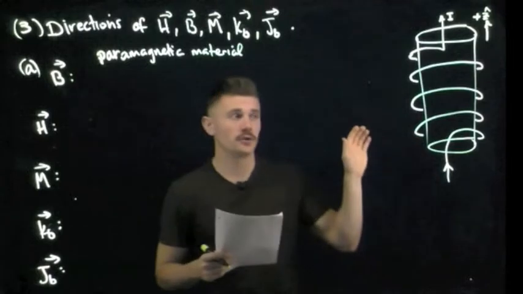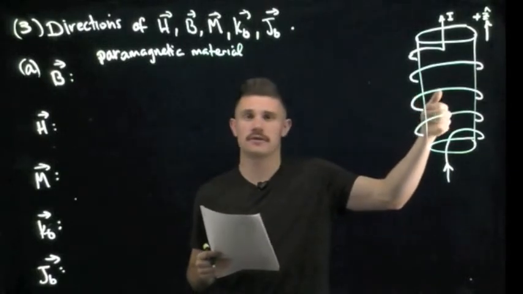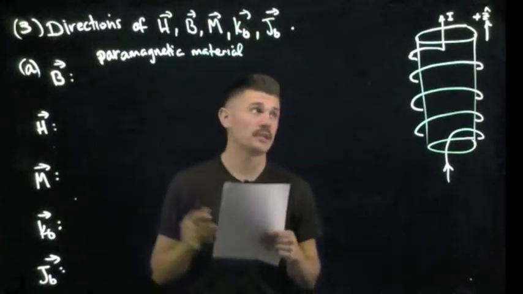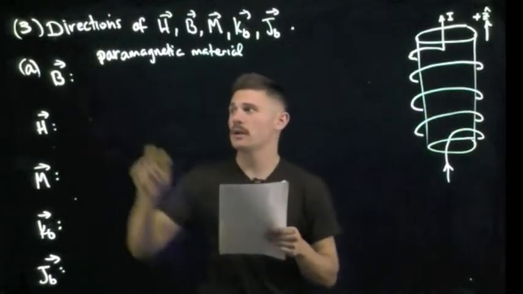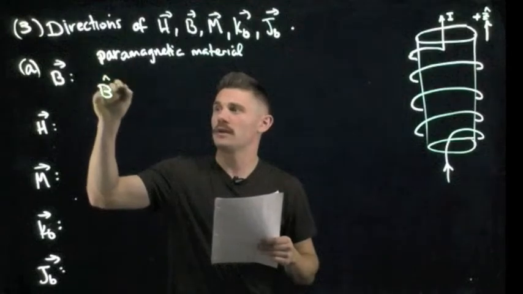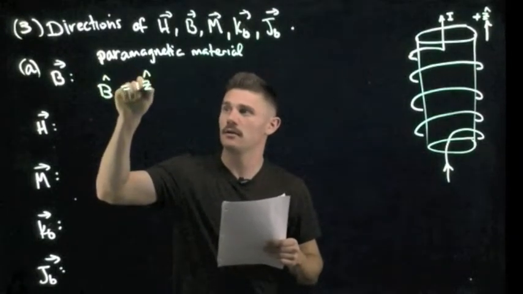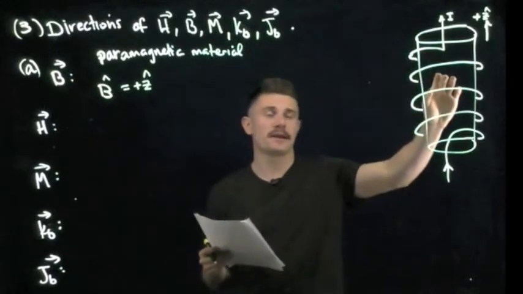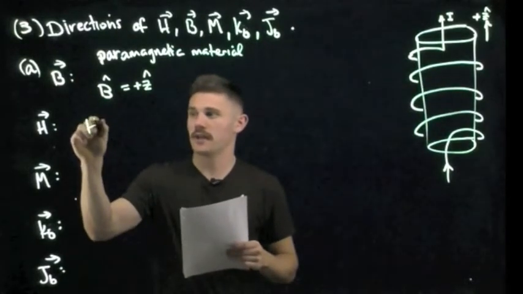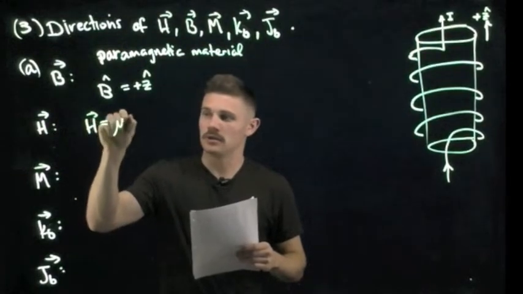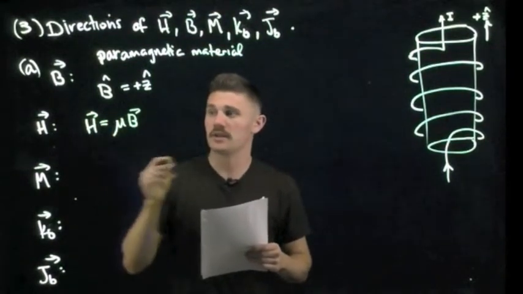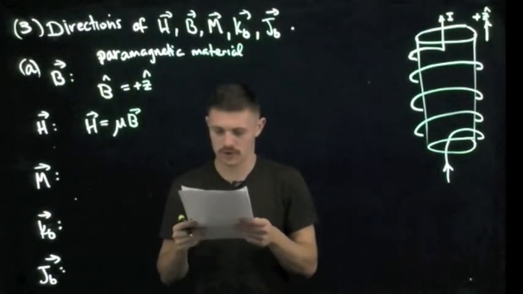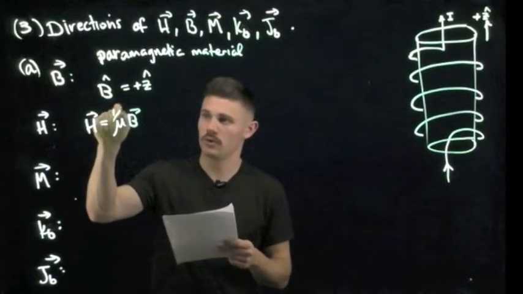like so. Due to the right-hand rule, we curl our fingers in the direction of the current, and our magnetic field points in the direction of our thumb. So B, in this case, because of the right-hand rule, is in the positive z-hat direction. Similarly, because we have a linear paramagnetic material here, our auxiliary field H will be dependent on B like so, with a factor of mu. Looking at it this way, it's going to be 1 over mu.